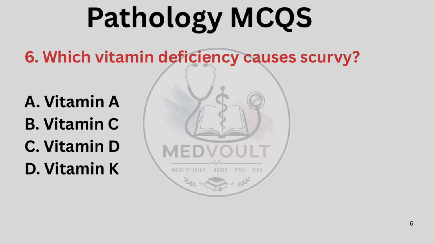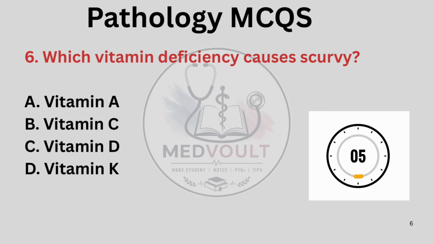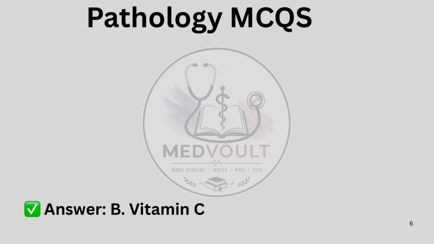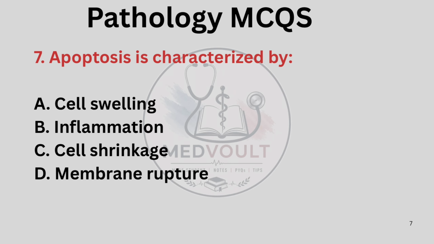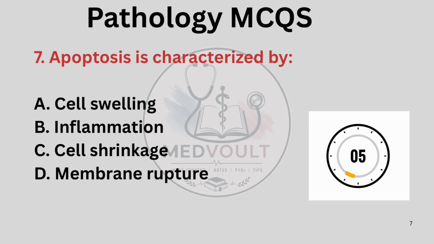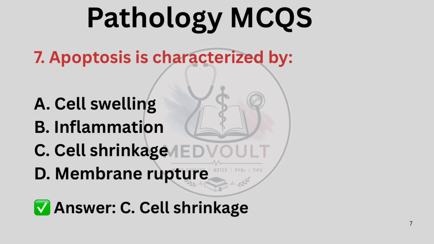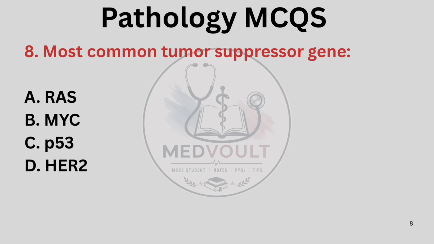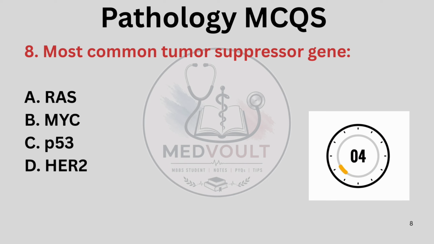Answer is histamine. Which vitamin deficiency causes scurvy? Vitamin A, vitamin C, vitamin D, vitamin K. Answer is vitamin C. Apoptosis is characterized by cell swelling, inflammation, cell shrinking, membrane rupture. Answer is cell shrinking. Most common tumor suppressor gene: RAS, MYC, P53, HER2.